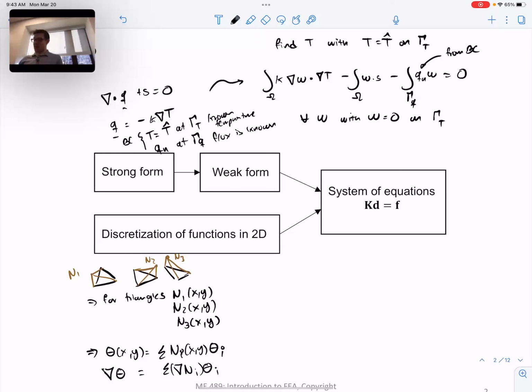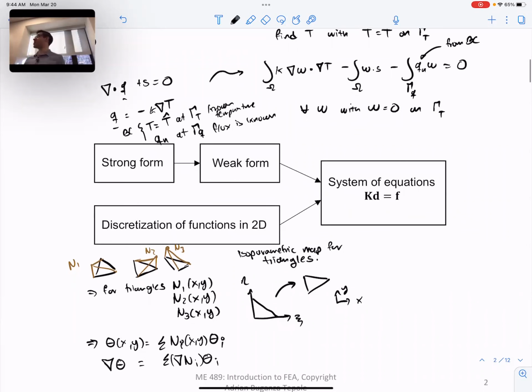And then on Wednesday, what I was saying is that this idea of defining functions with respect to x, y is actually very difficult to do for arbitrary shapes. So I introduced the isoparametric map for triangles. In that case, let's not define the shape functions in x, y, but rather let's find a triangle that is always the same. And we'll define the shape functions in terms of psi and eta, our new coordinates.